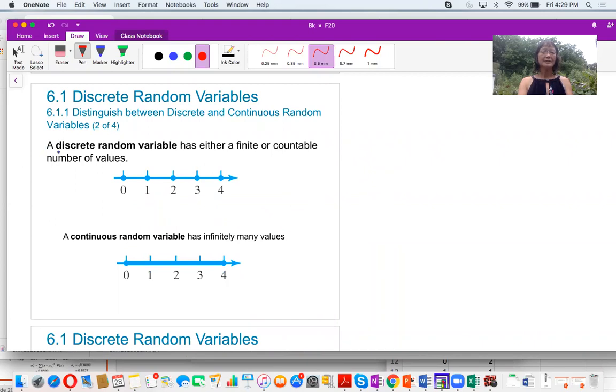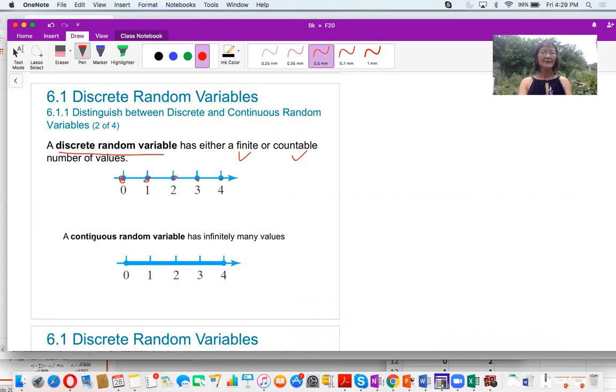Next concept, a discrete random variable has either a finite or countable number of values. Okay. It is either finite or countable. And we can express the discrete random variable on this line. So each dot is a possible value of a discrete random variable. These numbers are finite or can be counted.